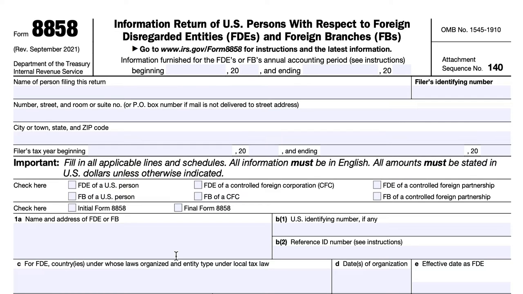So basically, if you're an individual or a corporate entity of some sort or a partnership that owns directly, indirectly, or constructively part or all of either a foreign disregarded entity or a foreign branch, you're going to have to file this form.